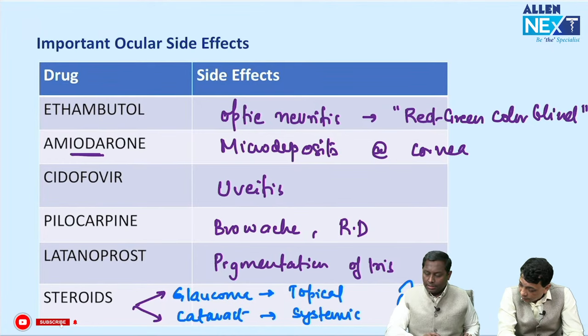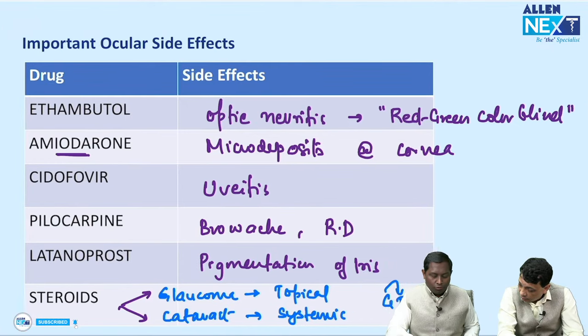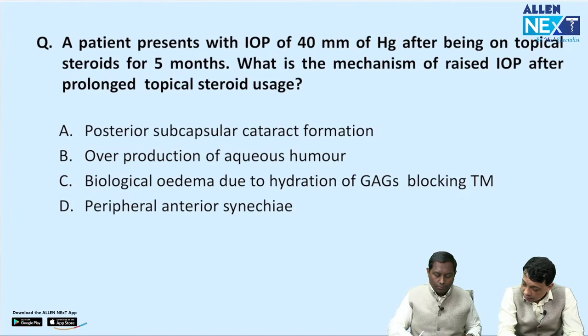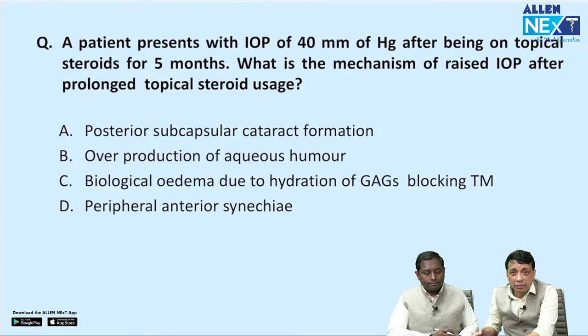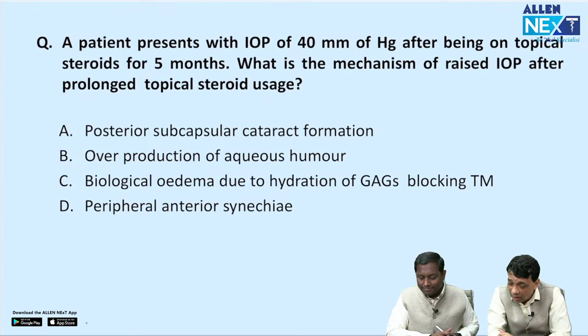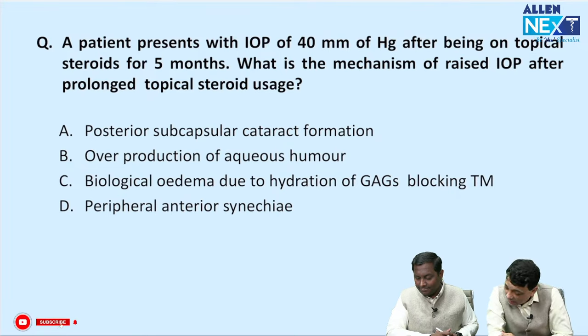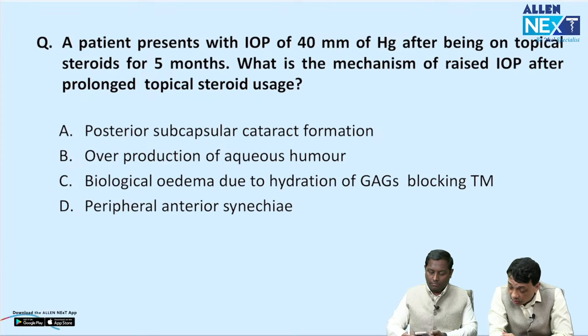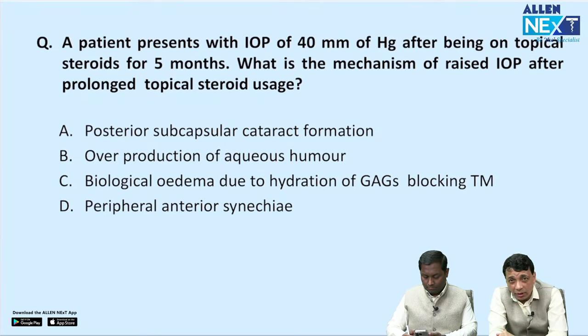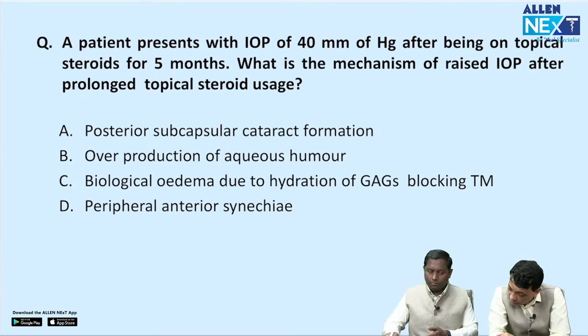Right. I think, sir, the time is not permitting, but definitely we can take one more question for our students. Sir, over to you. We're really sorry to extend this session, but one last question before we go. A patient presents with intraocular pressure of 40 millimeters of mercury after being on topical steroids for 5 months. Exactly what we're talking about. The most important side effect, on top of 5 months.